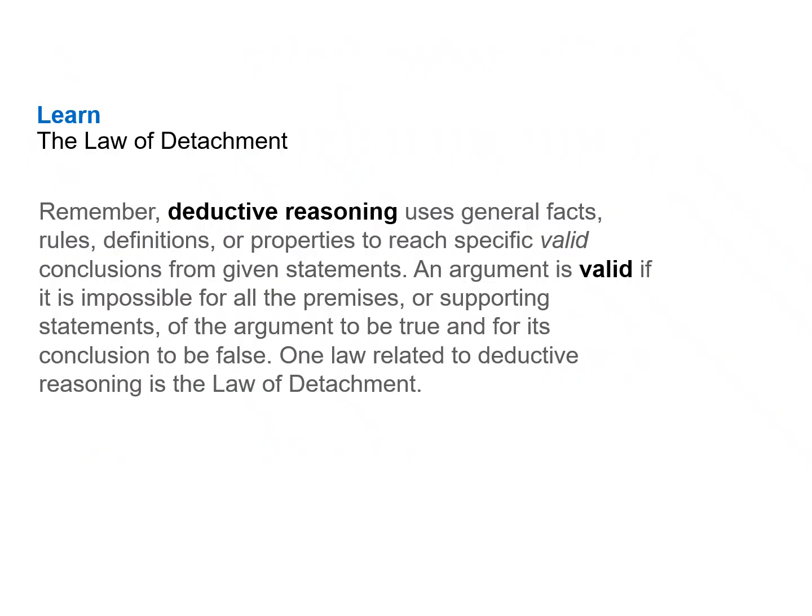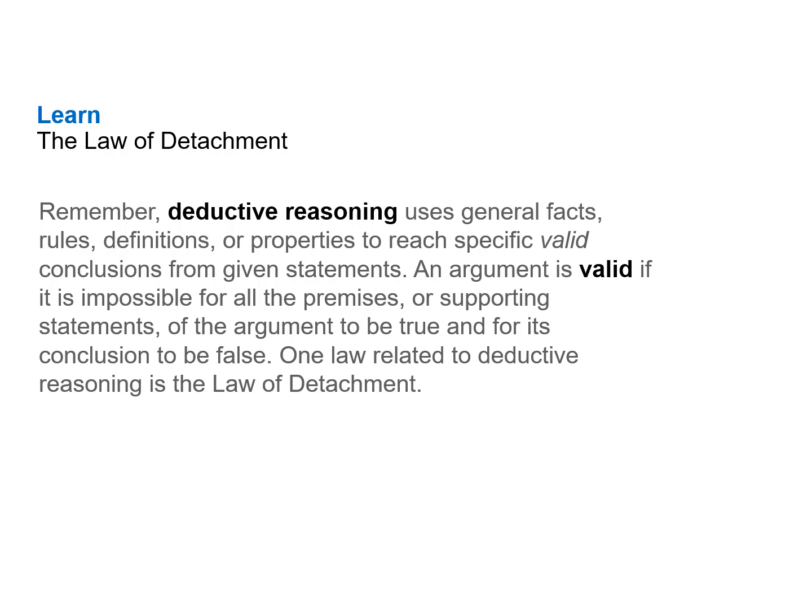Okay, so we're going to look at two different laws related to deductive reasoning. One is the law of detachment and one is the law of syllogism, but we're going to start here with the law of detachment. Remember, deductive reasoning uses general facts, rules, definitions, or properties to reach specific valid conclusions from given statements. An argument is valid if it is possible for all the premises or supporting statements of the argument to be true and for its conclusion to be false.